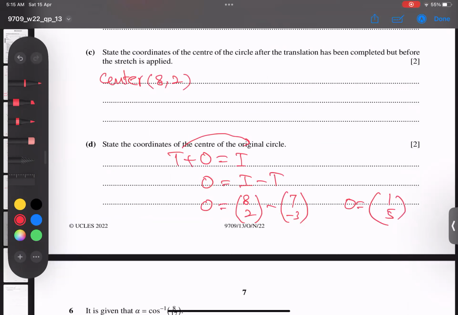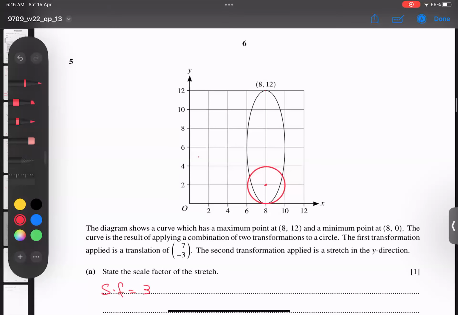I hope you got the point. He was asking us the coordinates. So what are the coordinates of the center? The center originally is (1, 5). Actually, I'll tell you another technique also.